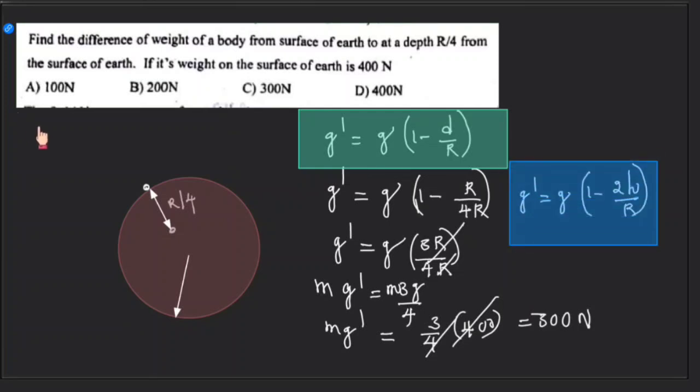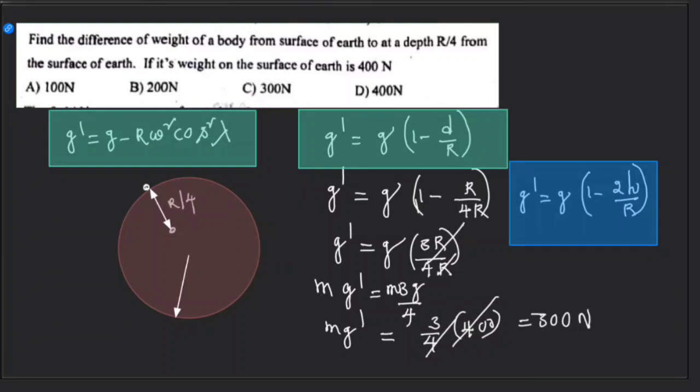And there is one more formula, that is g' is equal to g minus R omega square cos square lambda. Right. So g' is equal to g minus R omega square cos square lambda. So this is the formula for the rotation. So please keep it also in your mind. All these three formulas will affect the gravity.